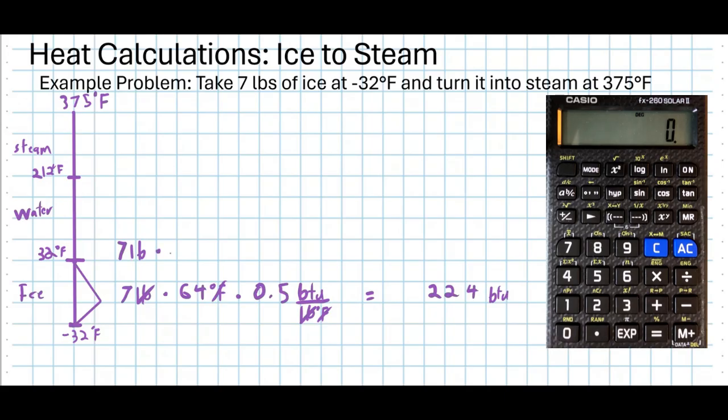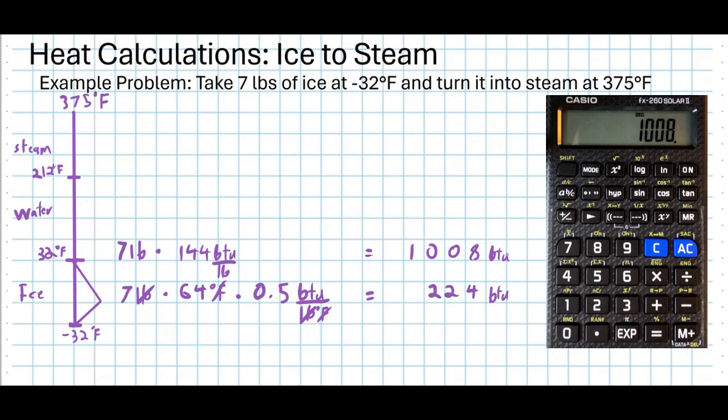And now we want to melt this ice into water. So we have to look at the latent heat value for ice turning into water, and that's going to be 144 BTUs per pound. So for every pound of ice, it takes 144 BTUs. So we're going to do this multiplication of 7 times 144. And that gives us the energy of 1,008 BTUs to melt this block of ice into water.